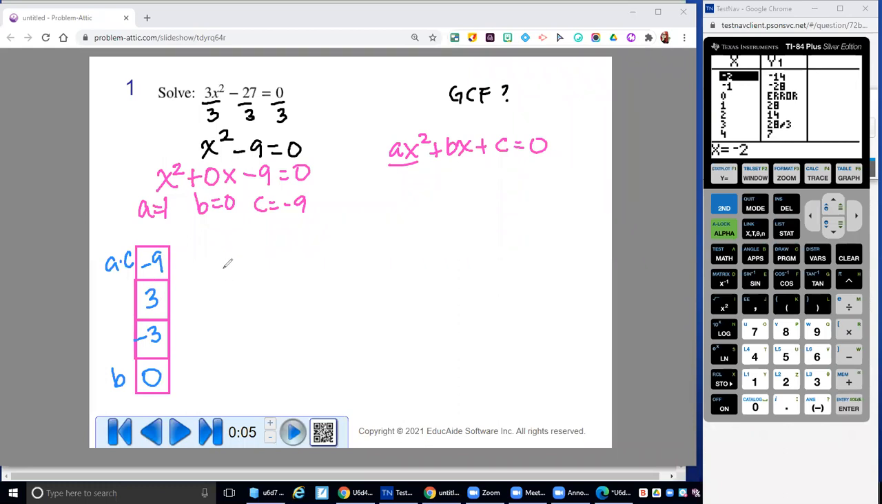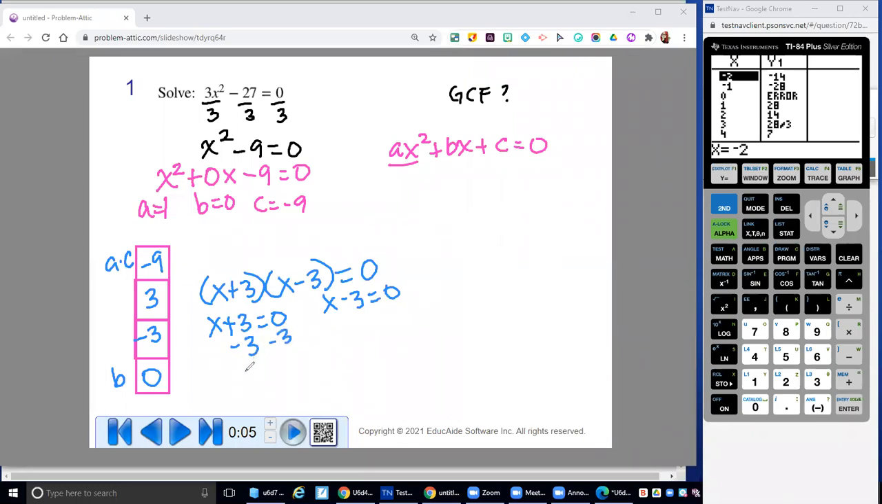Okay. So what we end up with here is we only needed one box, so we can go straight to the factored form. X plus 3 times X minus 3, and that is equal to 0. Now to solve, we set each factor equal to 0. Okay. And we're going to go ahead and subtract the 3 from both sides.